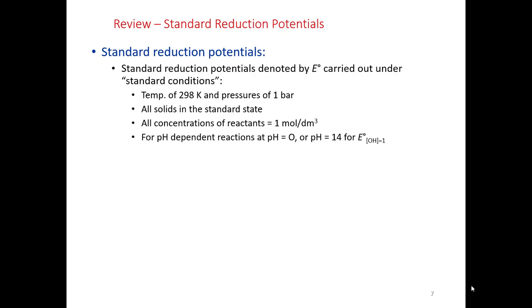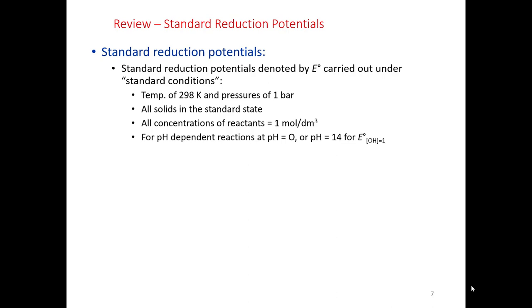What this also means is that all standard reduction potentials are assumed to be under aqueous conditions, and if they are denoted E0 and are pH dependent and not E0 concentration of OH equals 1, you can just assume that the pH will equal 0 if it's pH dependent, because standard reduction potentials without that special subscript can be assumed to be under acidic conditions.